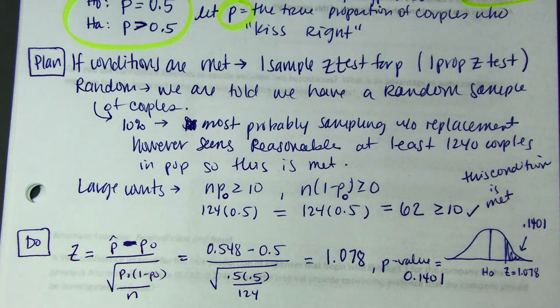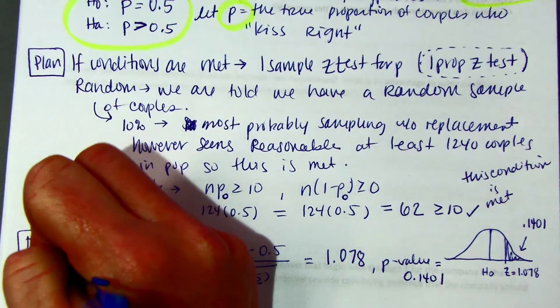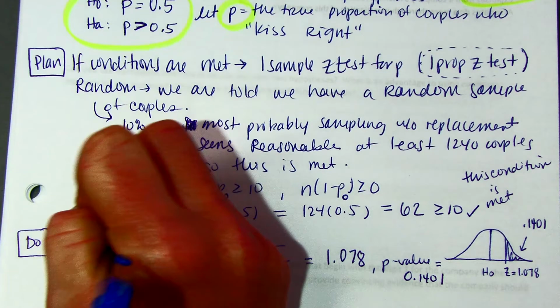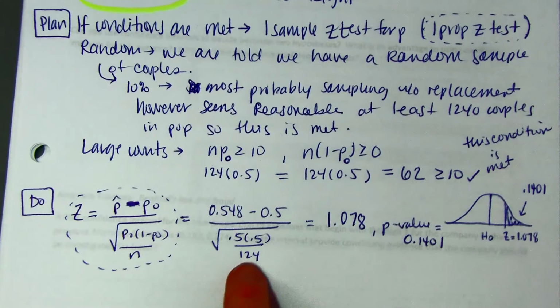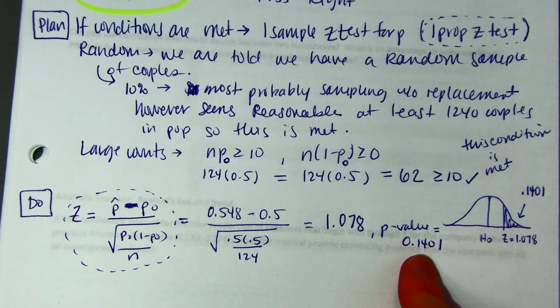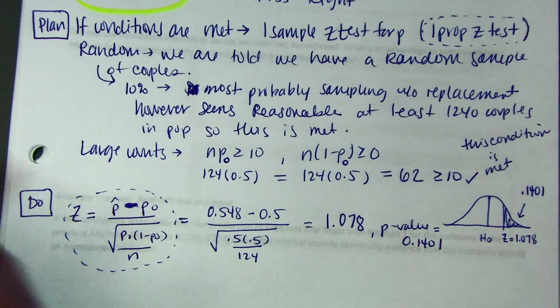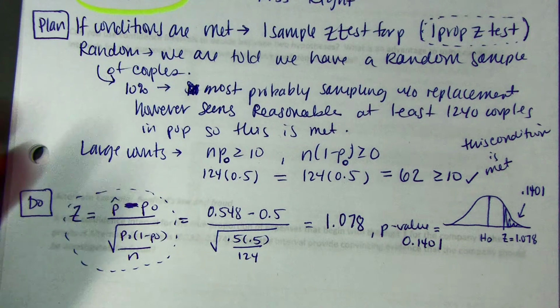Okay, so the required elements in the do step. You have to have the name of the test, either by name, which you've done up here already, a 1-prop z test, or by formula. So you have to have one or the other. You should show the values plugged in, the z-score, and the p-value that you get. Drawing the picture is helpful as well, but not required. But I encourage you to sketch the distribution, because this is going to remind you about the connection regarding evidence or not.